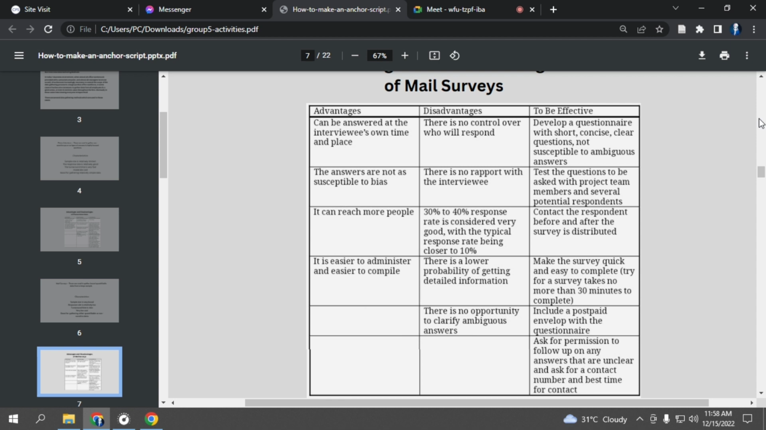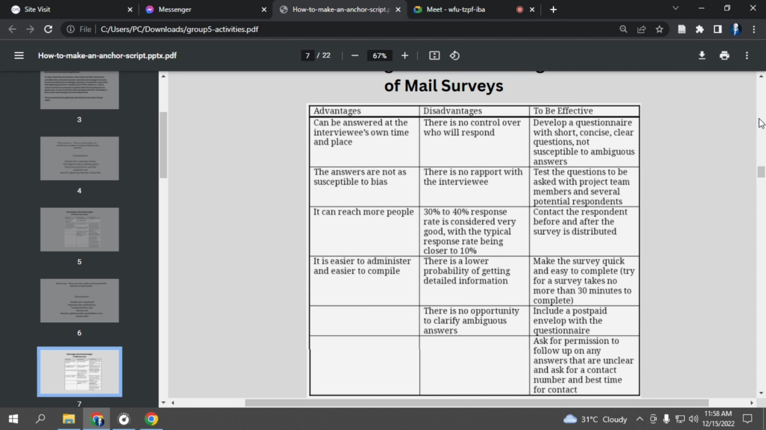Let's move on to how to be effective in mail surveys. Develop a questionnaire with short, concise, clear questions, not susceptible to ambiguous answers. Second one is test the questions to be asked with project team members and several potential respondents. The third one is contact the respondent after every survey is distributed.